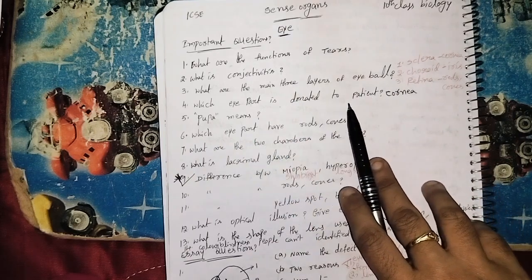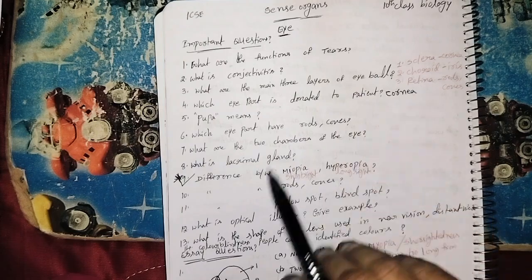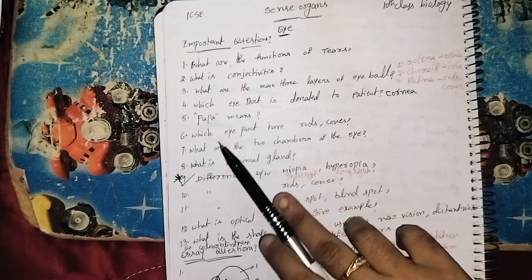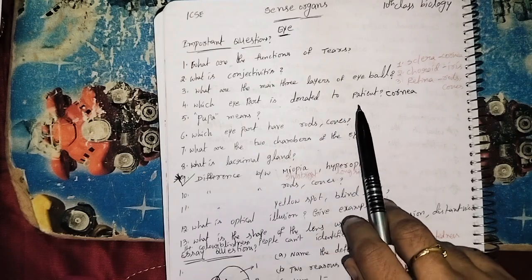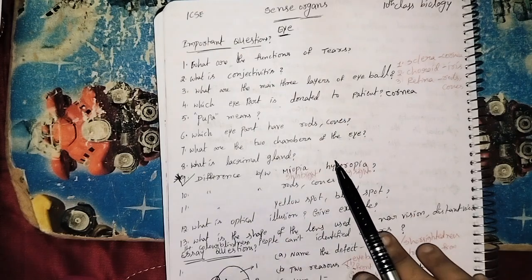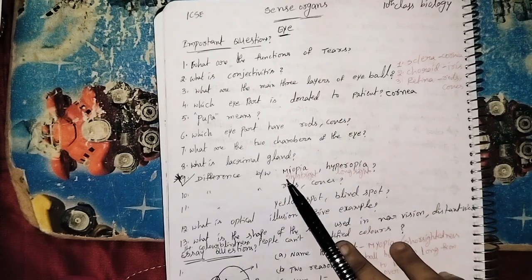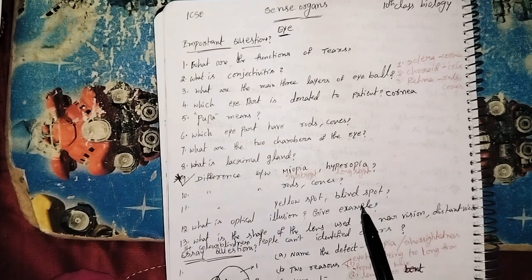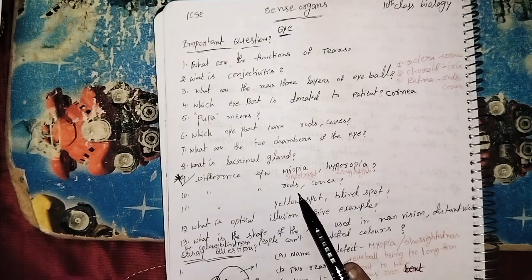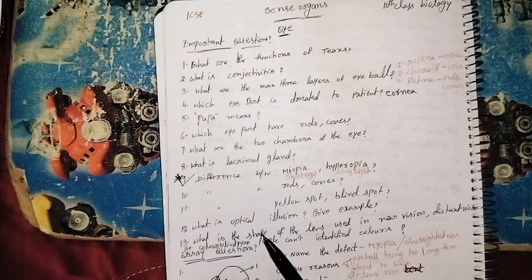Which eye part is donated to the patient? Cornea. What is the meaning of the pupil? And which eye part has rods, cones? What are the two chambers of the eye? What is lacrimal gland? Difference between myopia, hyperopia, and difference between rods and cones.